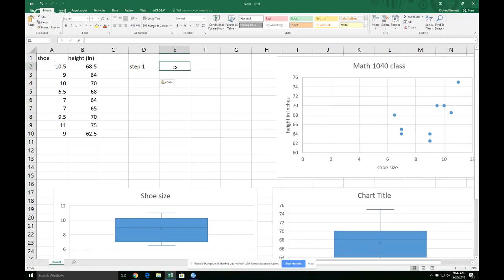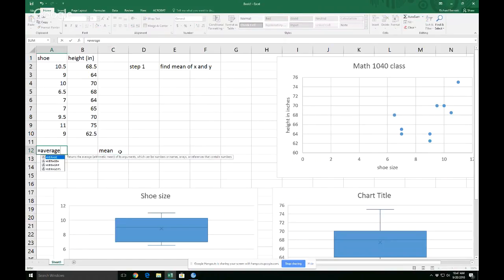Okay, so step one was what again, JC? Find the mean of X and Y, okay? So how do you find the mean, Robert? You basically find the average. Okay, so Brock, how do you do this? What's the next step? Find the standard deviation of X and Y.